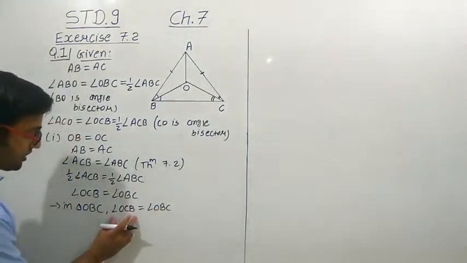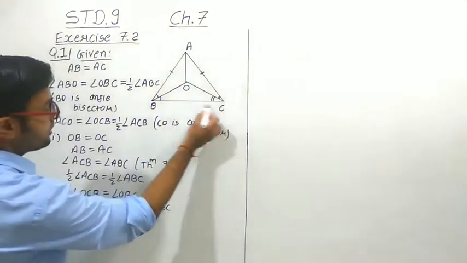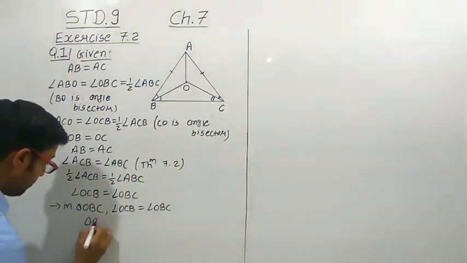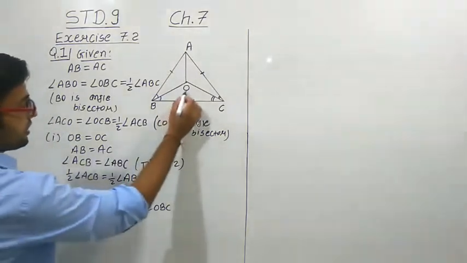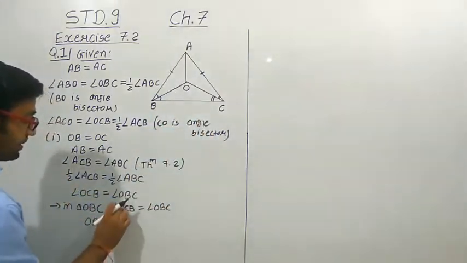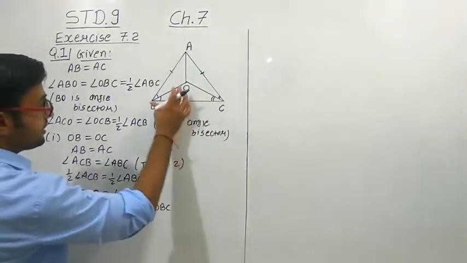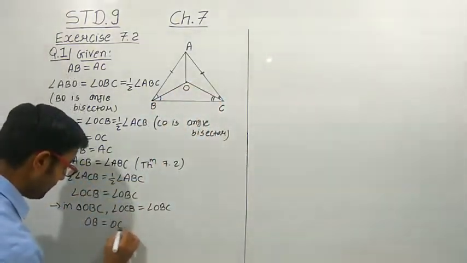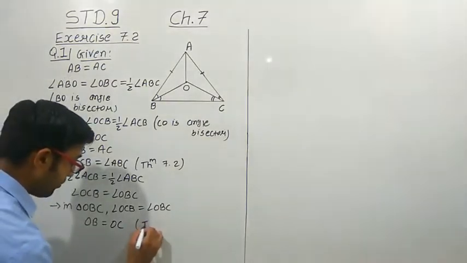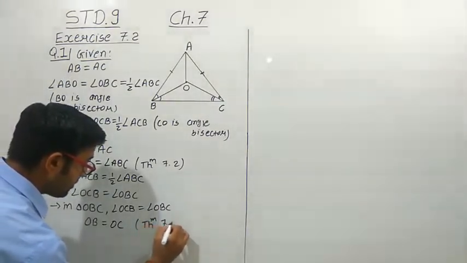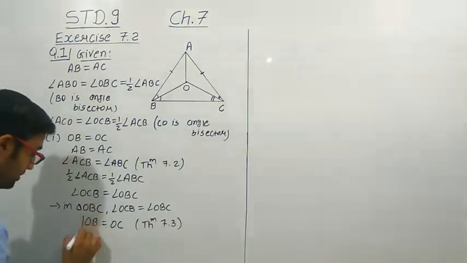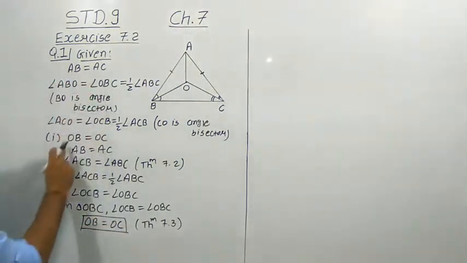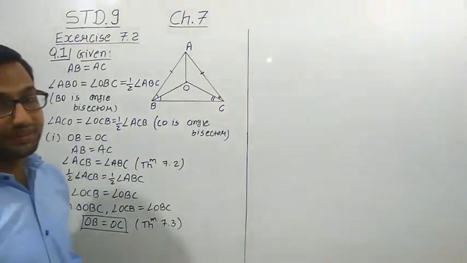So, what is the opposite side of OCB? The opposite side is OB. And what is the opposite side of OBC? The opposite side of OBC is OC. We can write this according to theorem number 7.3. And this is the required result that we wanted to prove: OB is equal to OC.